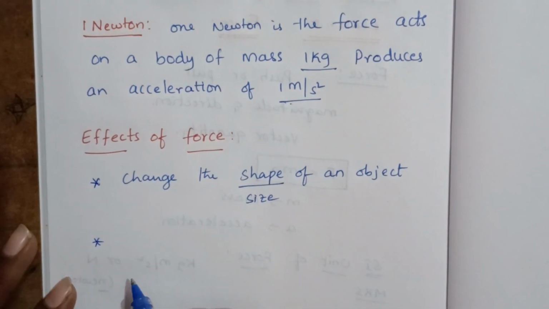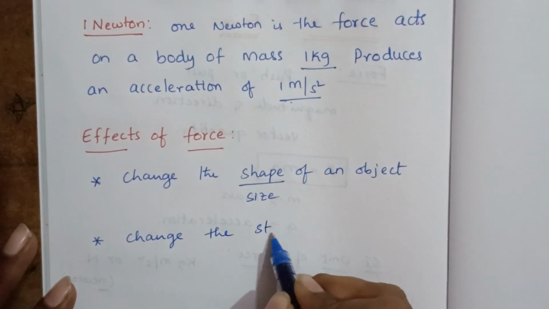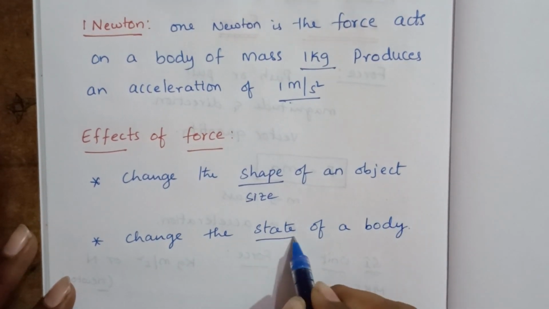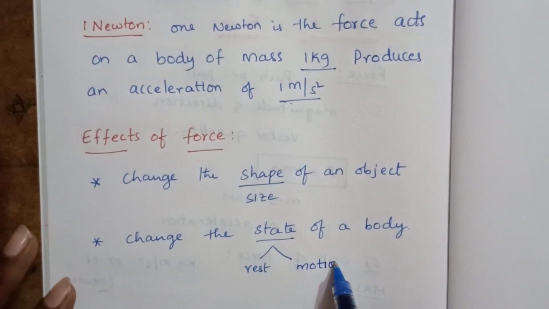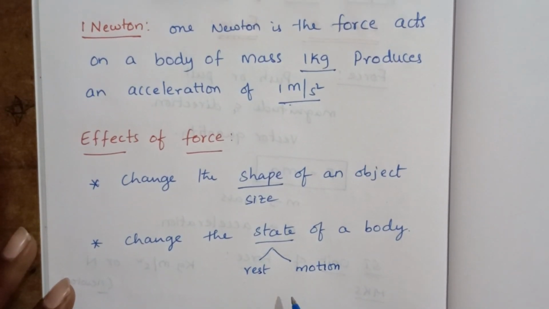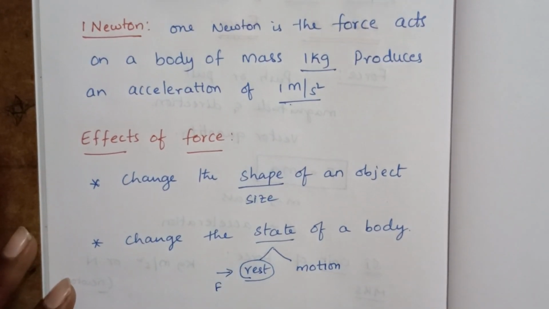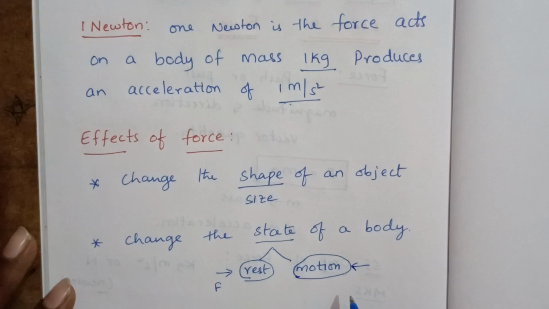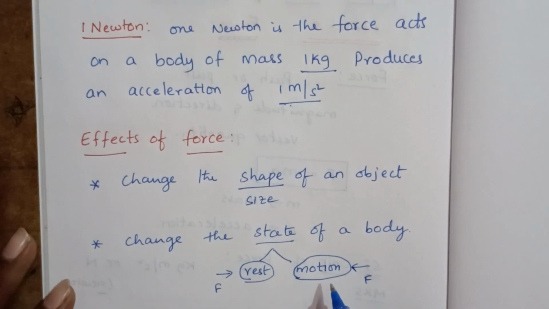Next, force changes or tries to change the state of a body. State means rest or motion. If the object is in the state of rest and we apply force, it will come into motion. If the object is moving and we apply force opposite to the direction of motion, it comes to rest.